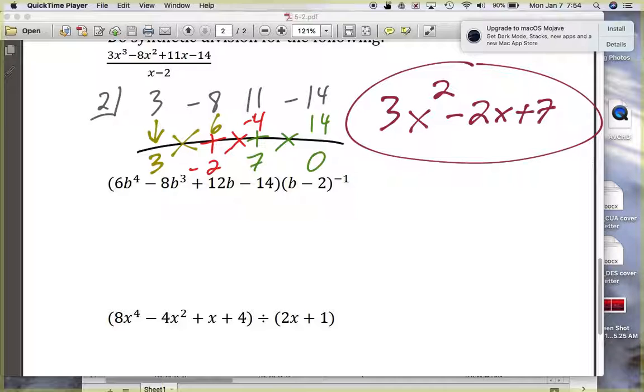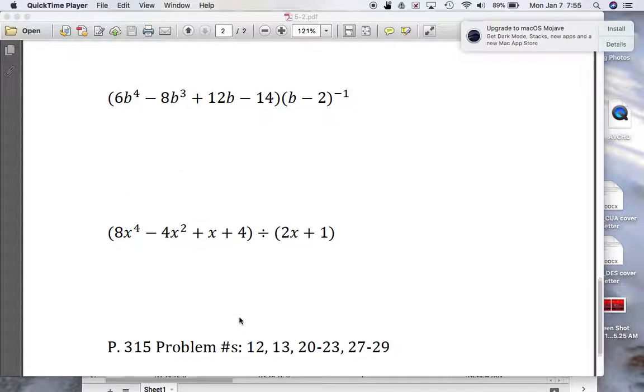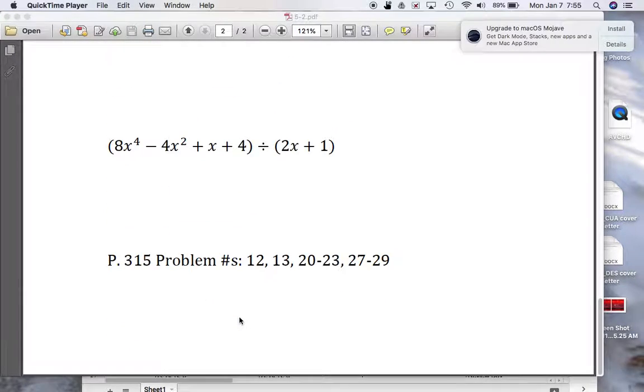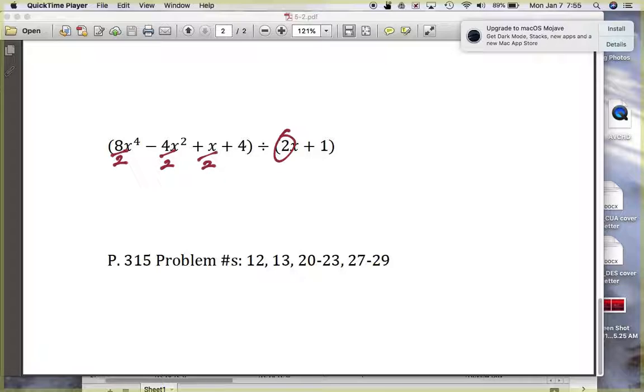That is your equation, that is your answer. This one requires you, since there's a 2 in front, the first thing you have to do is divide everything by 2. So 4, 2, 1/2, and 2. You will also notice there is no cube, so I actually need to put a 0 where the cube would usually go.